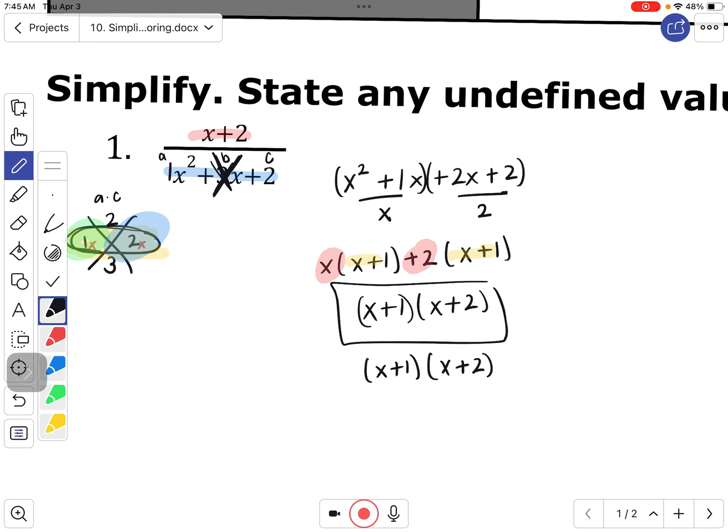And it wouldn't matter if I flipped them around. Let's say I had my 2 on my left side. I could say x plus 2 and x plus 1. Okay, those all work, but notice that they're all the same. So we're going to do it the fast way from here on out.